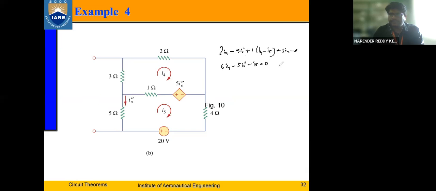Okay, let us take this as equation 1, the first one. And let's go for the next one. What will the next loop equation be? I start from here, in this clockwise direction.